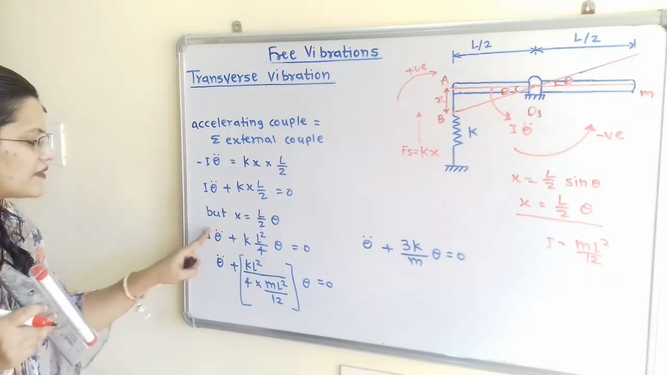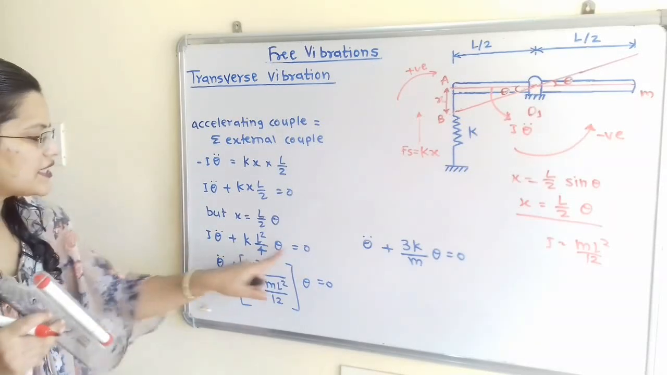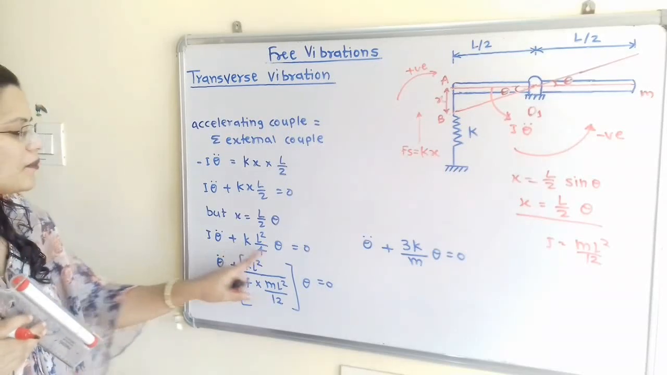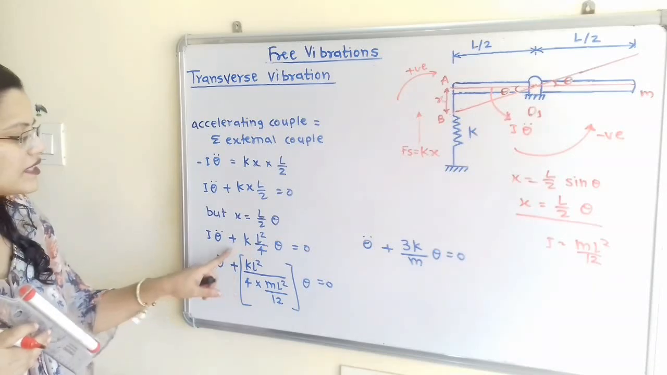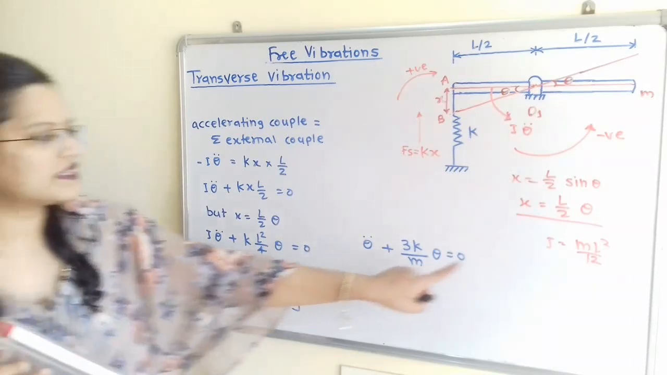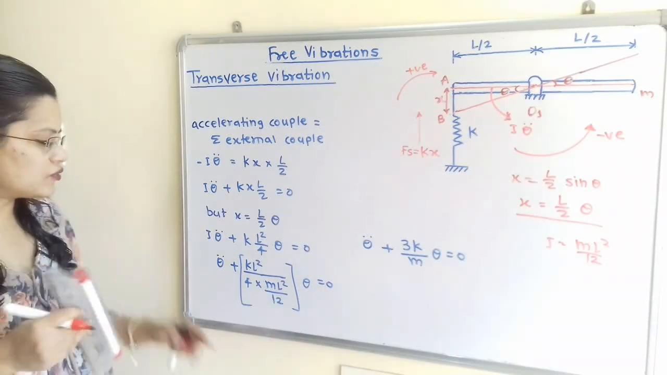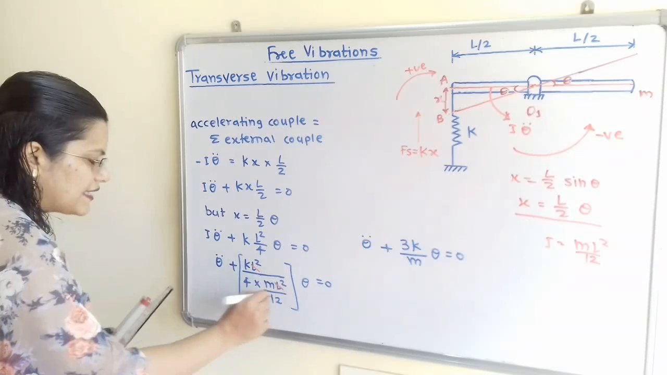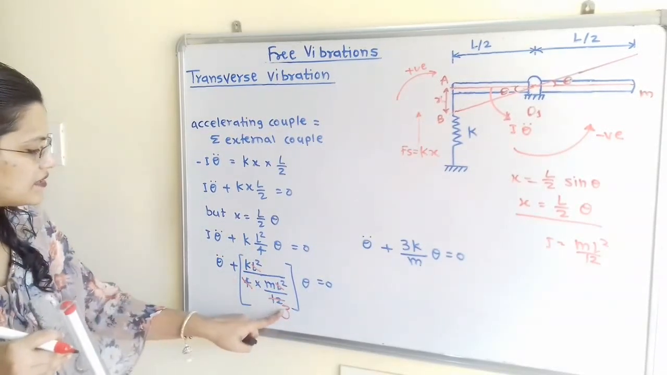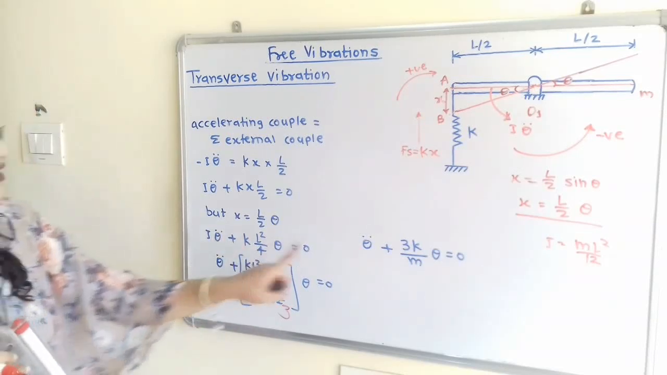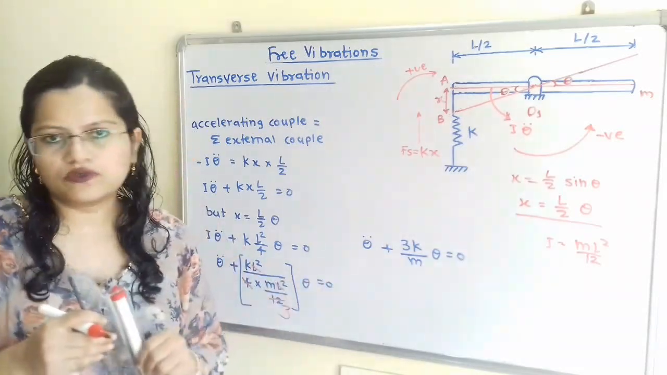The coefficient of theta double dot is I, so we divide the whole equation by I. So we get theta double dot plus kl square by 4 divided by I, and instead of I we write ml square by 12, bracket complete, theta is equal to 0. Here L square is getting cancelled, and here 3. So if we simplify this, we get 3k by m. So we can write theta double dot plus 3k by m theta is equal to 0.